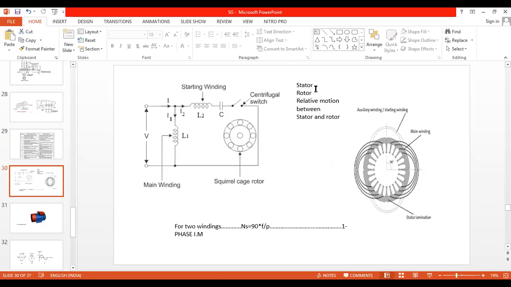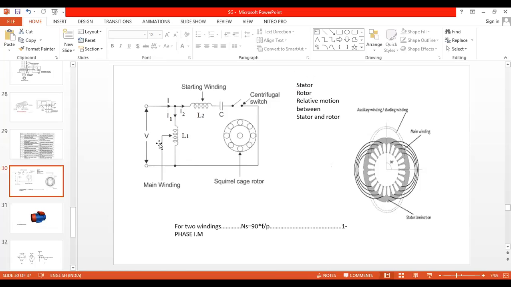Single phase induction motor contains stator, rotor, and relative motion between stator and rotor. You know what is relative motion? One object should be constant, another object should be rotating. The stator of single phase induction motor is divided into main winding and starting winding. Always a capacitor is placed in series with the starting winding, whereas main winding and starting winding are perpendicular to each other.